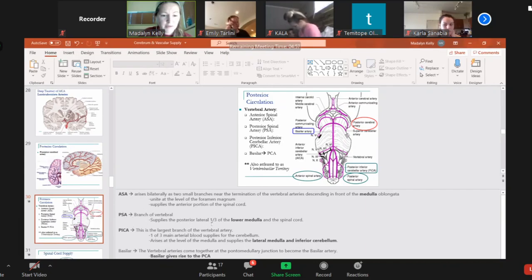The PSA supplies the posterior lateral portion of the lower medulla. I was trying to think of this yesterday, and I'm just going to remember that both of them form at the medulla, the front and the back, and then they go straight down after that, supplying the spinal cord. The PICA, the posterior inferior cerebellar artery, is the largest branch of the vertebral artery. It's one of 3 main arteries that supply the cerebellum. It arises from the level of the medulla and supplies the lateral medulla and inferior cerebellum. Remember that the basilar gives rise to the PCA. Okay.